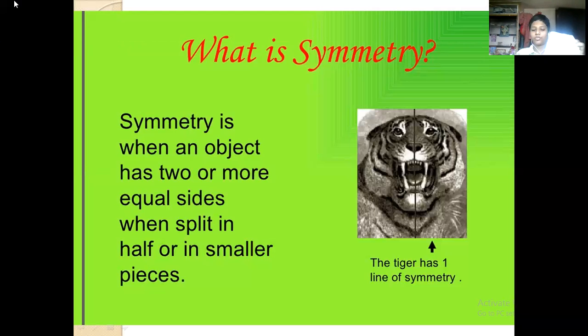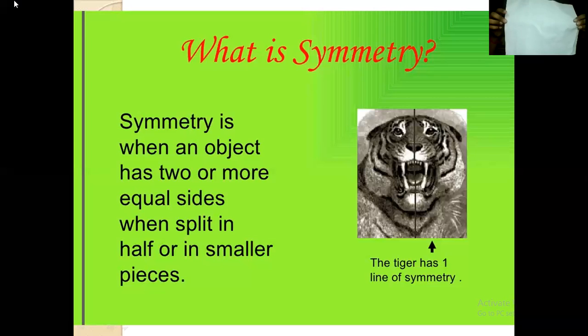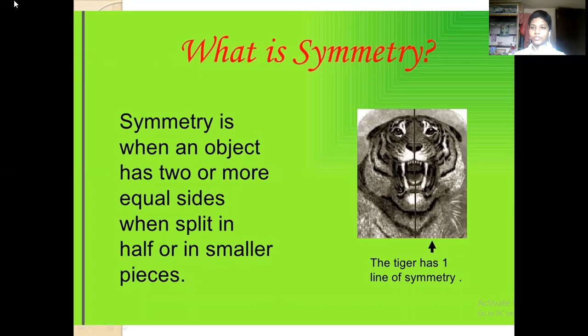Now, if we open it, can you see both the sides? Both the sides are equal. So that is known as symmetry, and the line here is known as the line of symmetry. If we draw a line and the two sides are equal, then it is known as symmetry.